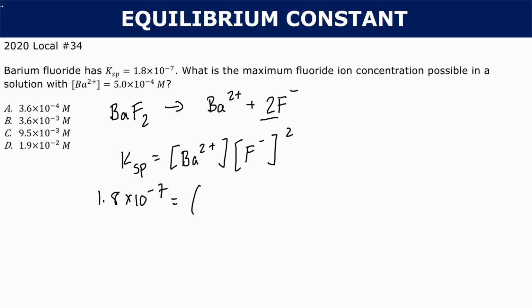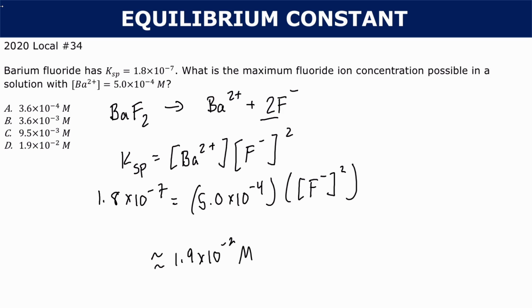And the concentration of barium is 5.0 times 10 to the minus 4th. And then we have the concentration of fluoride squared. If we solve for the concentration of fluoride, we're going to get that it's about 1.9 times 10 to the minus 2 molar. And that's going to be answer choice D, which is the right answer. So again, we can use the KSP to find a concentration of a reactant or product if we're given some other information. Let's do one more.